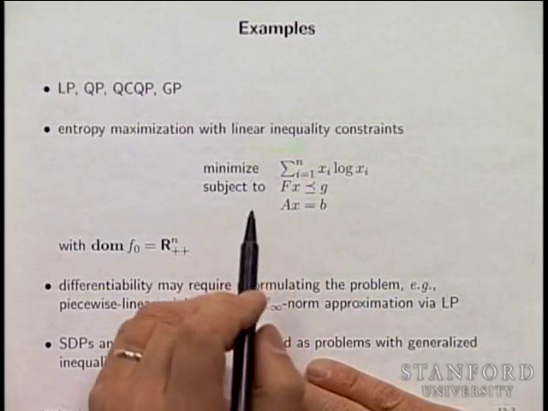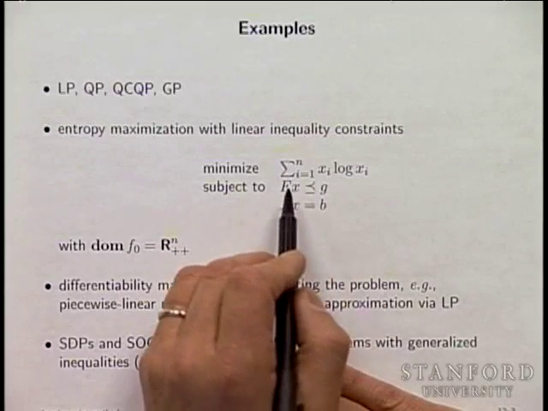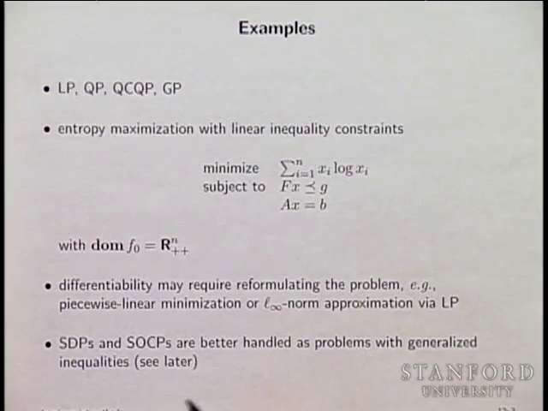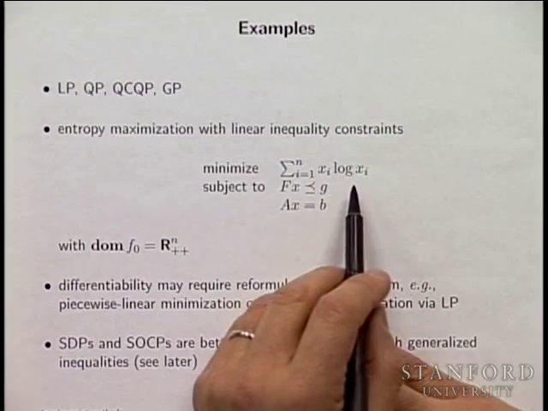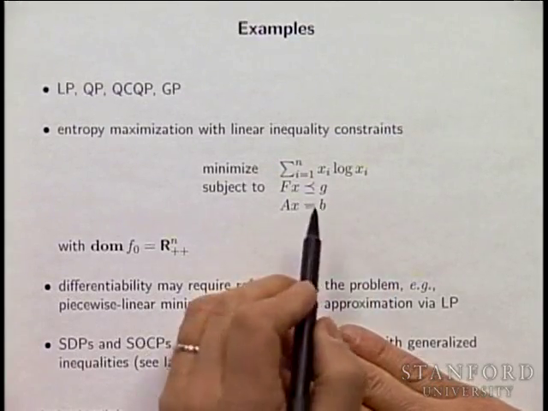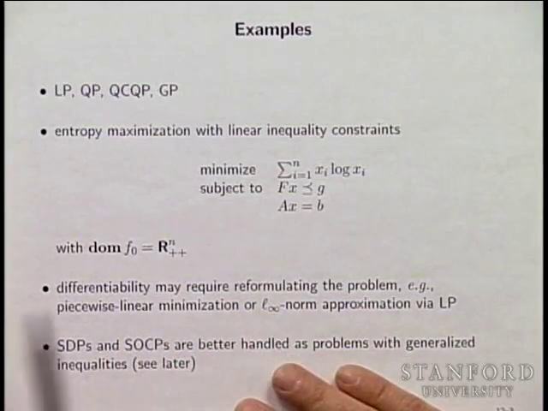So entropy maximization says this. Minimize negative entropy, subject to some inequality constraints and equality constraints, right? So if X really is a distribution here on some finite set, then one of the constraints, of course, is that they sum to 1. So that's one row in A is all 1s.